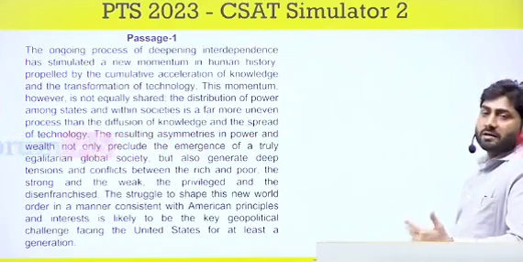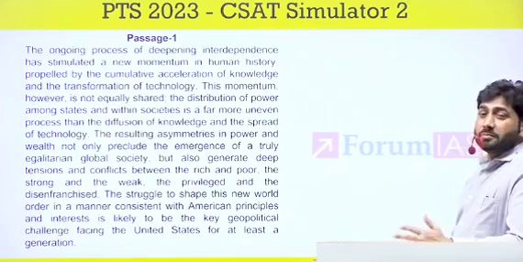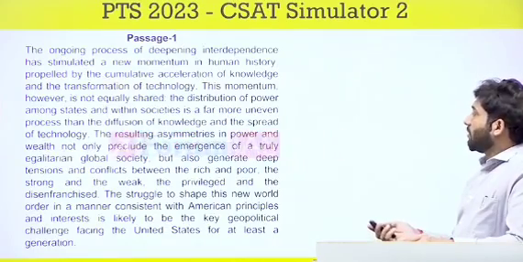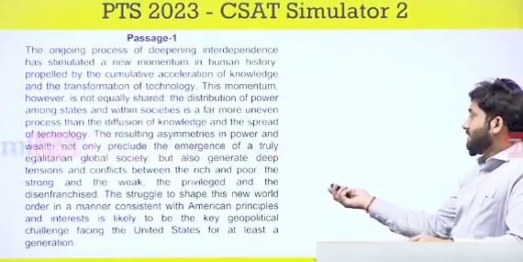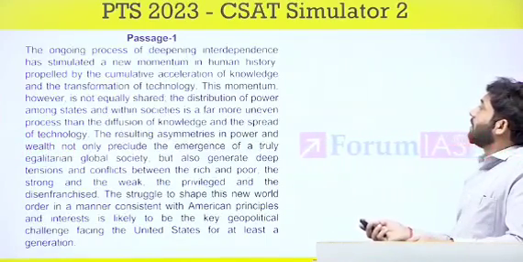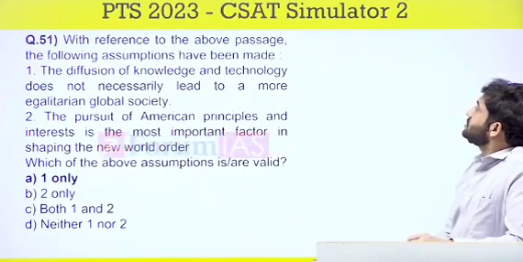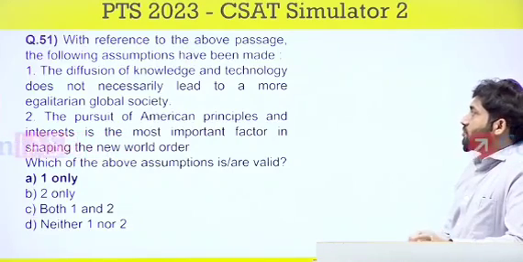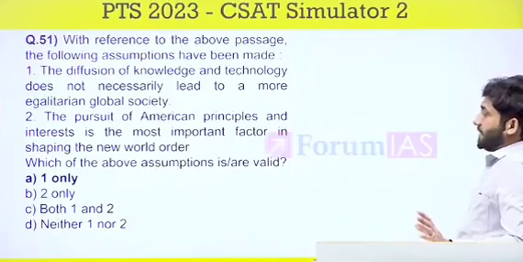So you see all kinds of resulting asymmetries and what effect they have, how there is a tension between the rich and poor, various states, the strong and weak, how this will go on, and it will be a bigger challenge for American principles; in the US context it is being discussed. So obviously this is what is mentioned in the end. Now, with reference to the above passage, the following assumptions have been made. The diffusion of knowledge and technology does not necessarily lead to a more egalitarian global society.